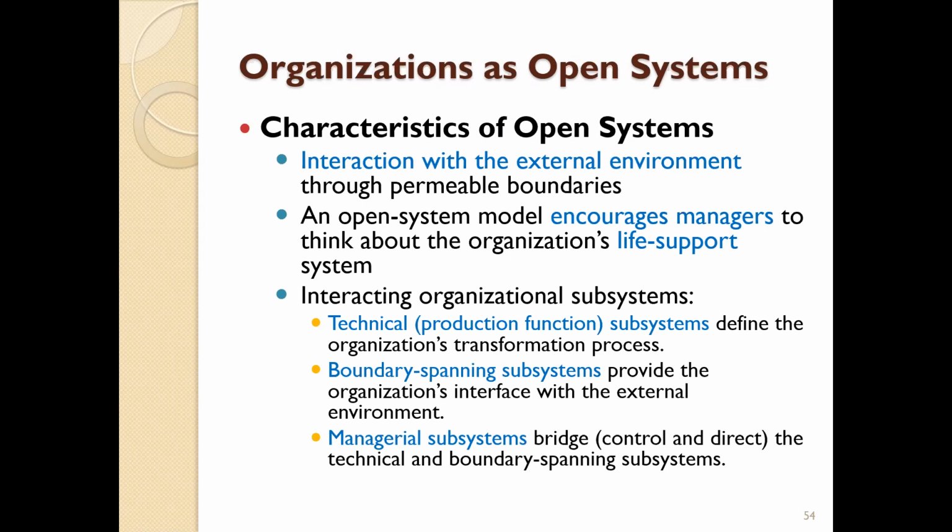Organizations as open systems. Characteristics of open systems: interaction with the external environment through permeable boundaries. An open system model encourages managers to think about the organization's life support. This is pointing to relating the managers to the company directly. I think that's kind of where they're going with this one.